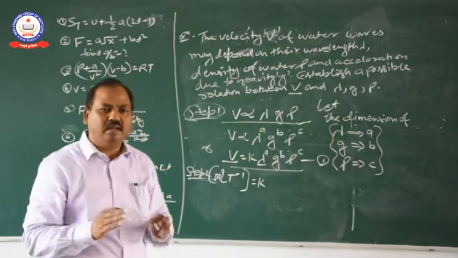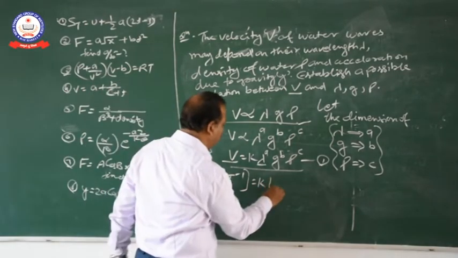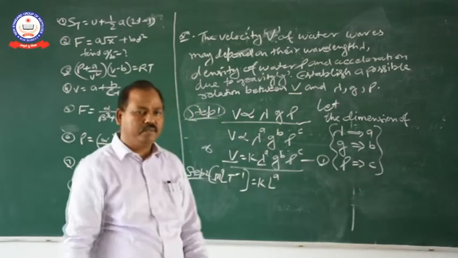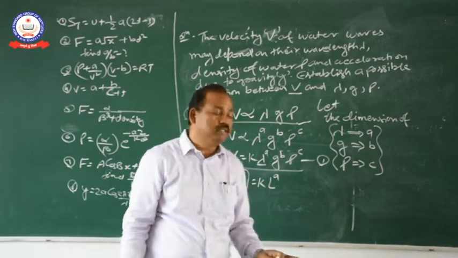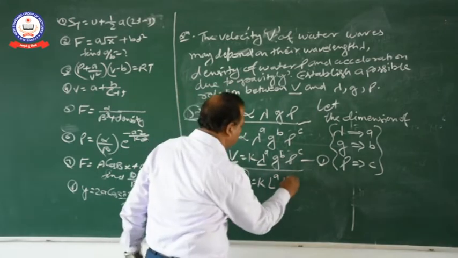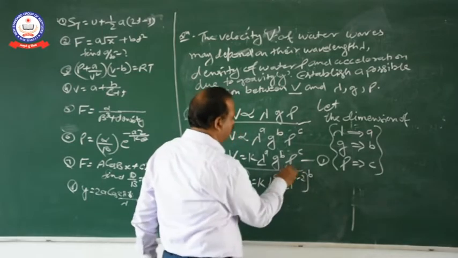Lambda is the wavelength. Wavelength is length, only L raised to power A. G is acceleration due to gravity, which means acceleration, LT raised to power minus 2, to the power B.